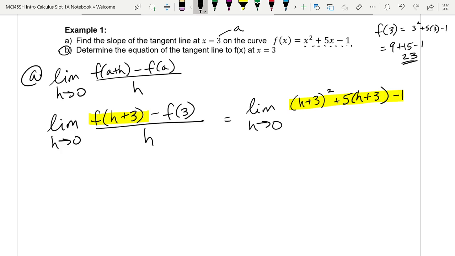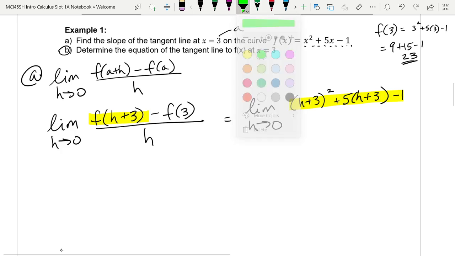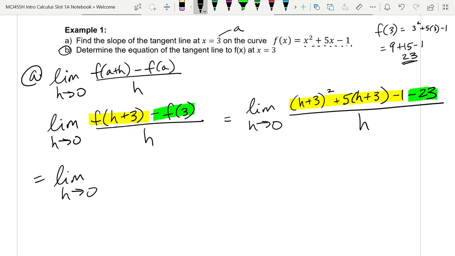So f of 3, let me get a different color going here. This part of the formula is going to go right here. So I have to now go minus 23, oh, all over h. Okay, so now let's actually simplify this out. That's the limit as h approaches 0. I'm going to have to expand that.